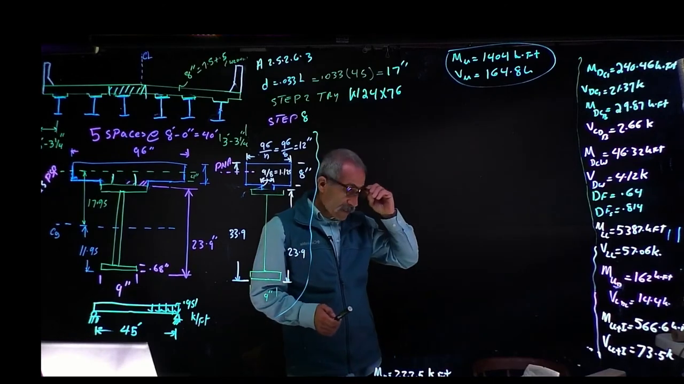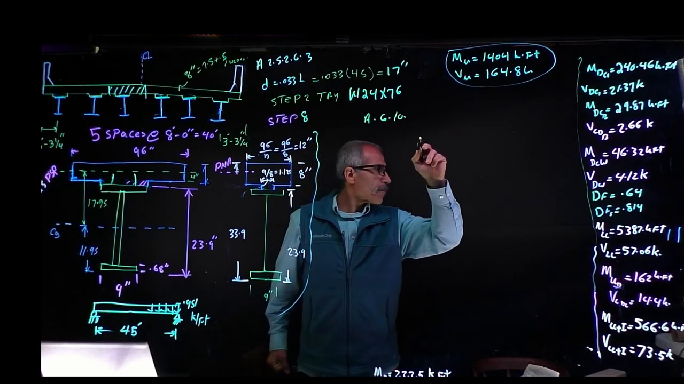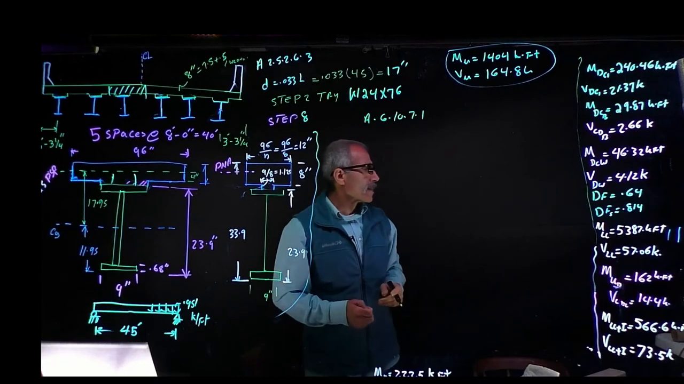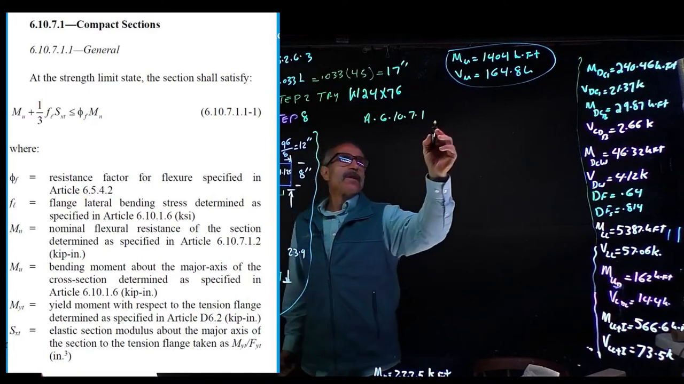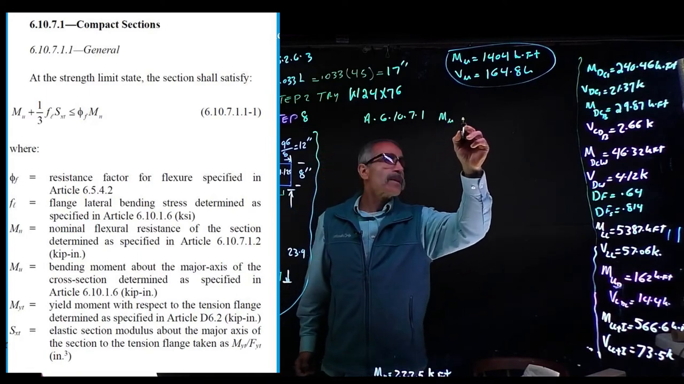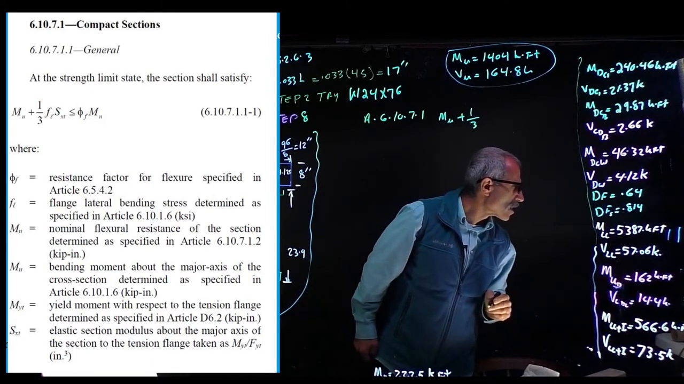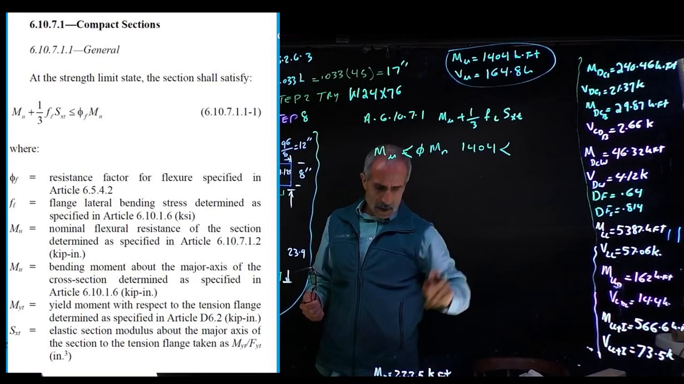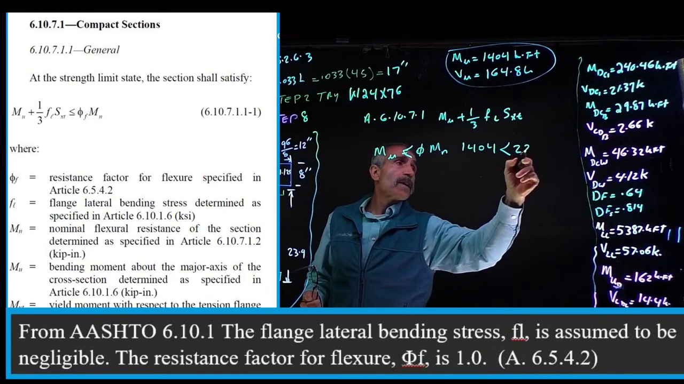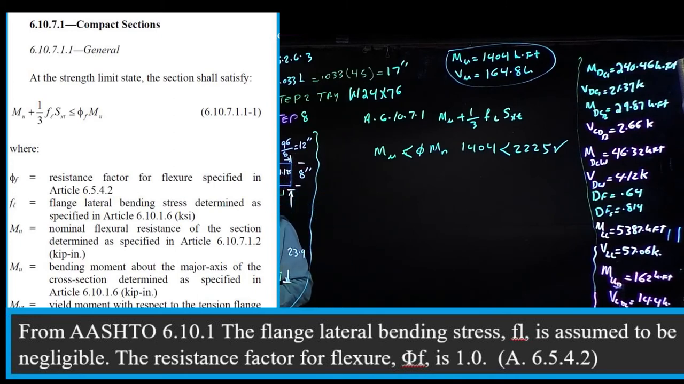Okay, so now we have to satisfy the AASHTO 6.10.7.1. And it says at the strength limit state, the section shall satisfy Mu plus one third of Fl is less than phi times Mn. 1404 is less than 1 times 2225. So that checks out. We checked our flexure, it checks out. So flexure for the interior girder checks out.